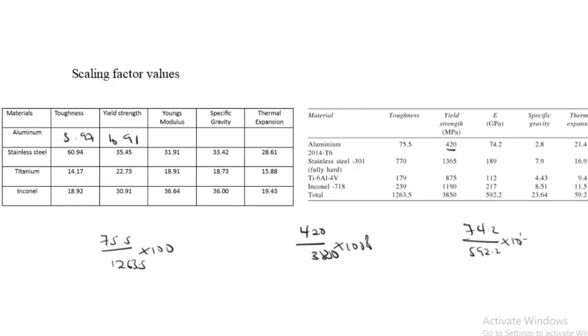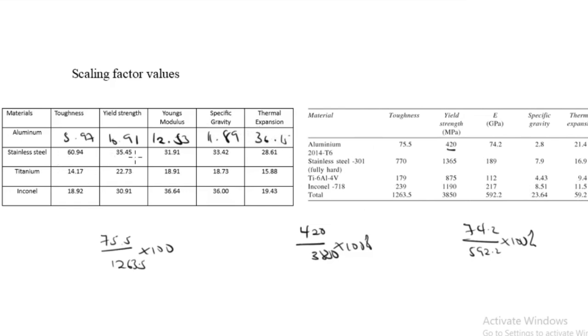592.2 times what? 100. And in that case, you're going to get 12.53. And you do it for the specific gravity, which is 2.8 divided by 23.64. And when you do that, you're going to get 11.89. And for the thermal expansion, you're going to get 21.4 divided by 59.2, and you're going to get 36.5. This is how we do it.